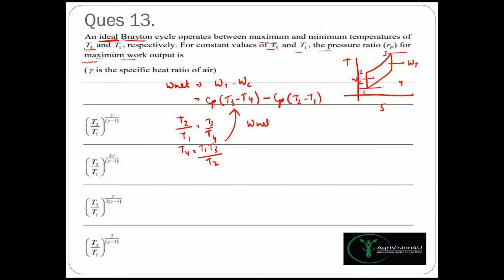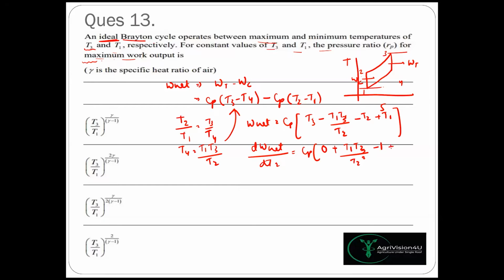So net work would become Cp times (T3 minus T4), that is T1 T3 divided by T2, minus T2 plus T1. We're getting this. Now our net work will be maximum when we differentiate this net work with respect to dT2. T3 is constant, so it will be 0, minus plus, since we are differentiating in terms of T2, that is T2 square minus 1 and plus 0.